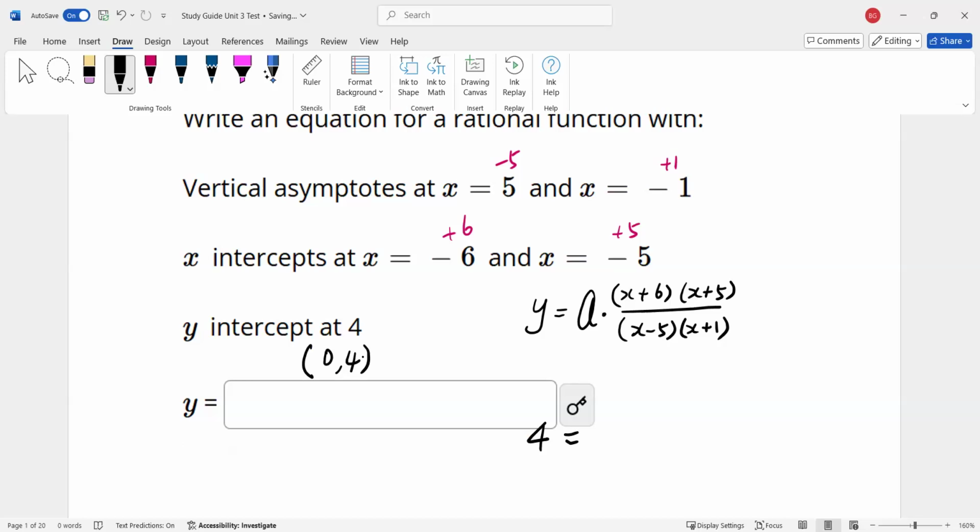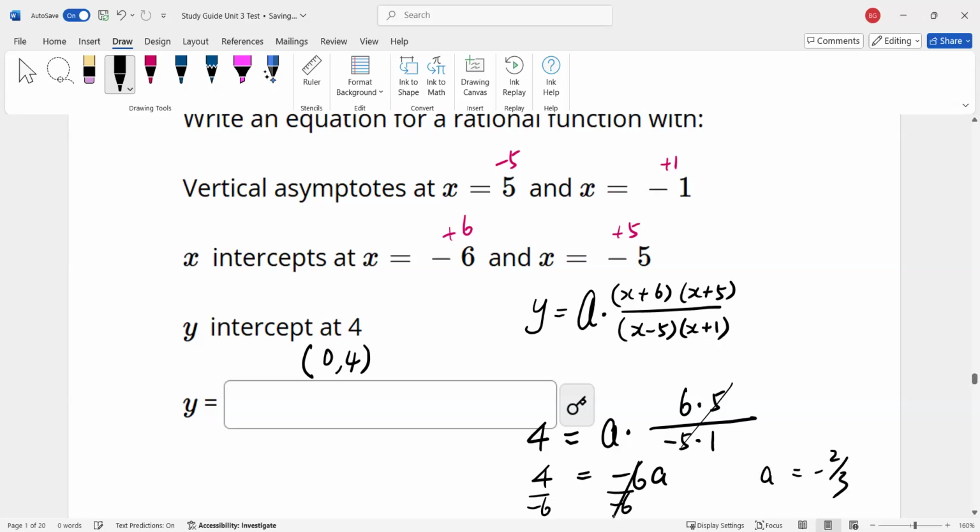So on the left side y equals 4, and we have A here, and we're going to make all the x be 0, right? Then we have 6 on the top, 5 on the top, multiplied together. On the bottom, we have -5 and 1. And 5 cancels 5. We have -6, so 4 equals -6a. Divided by -6, divided by -6, cancel. We have a equals -2/3. That's the leading coefficient.